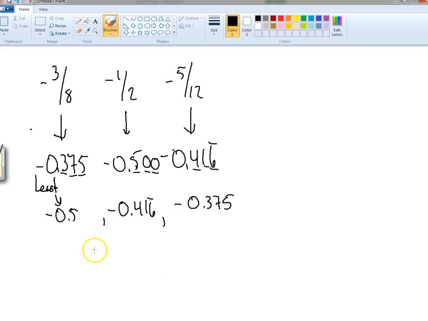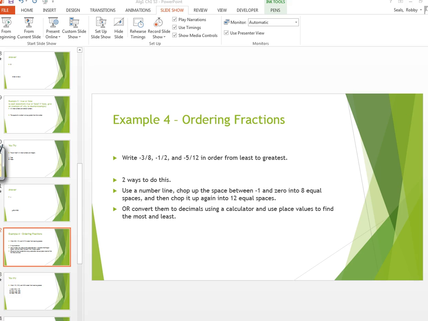We need to write these as our original numbers because they were given to us as fractions. So we need to rewrite this as negative 1/2, this one as negative 5/12, and this as negative 3/8. So that's both ways you can do this. You can either use a number line to chop them up evenly or convert them to decimals.